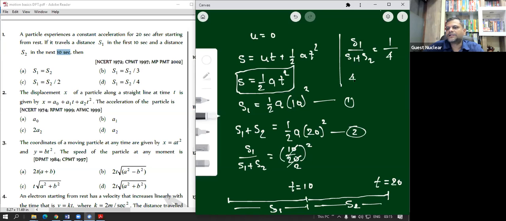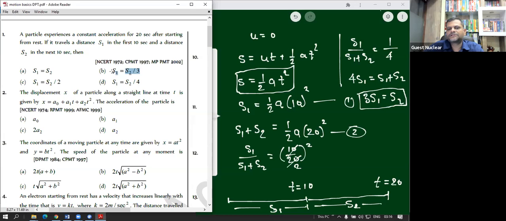That means 4s1 is equal to s1 plus s2 if we cross multiply. Taking s1 to this side, we get 4s1 minus s1, that is 3s1, which is s2. So s2 is equal to 3s1 is the correct option, or we can say option B is correct because it tells us s1 is equal to s2 by 3. Understood? So B is the correct option, no doubt.